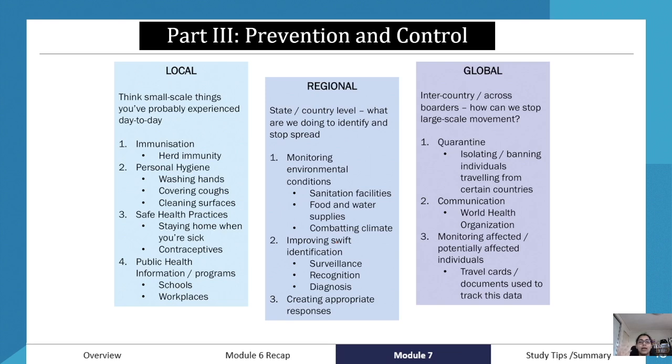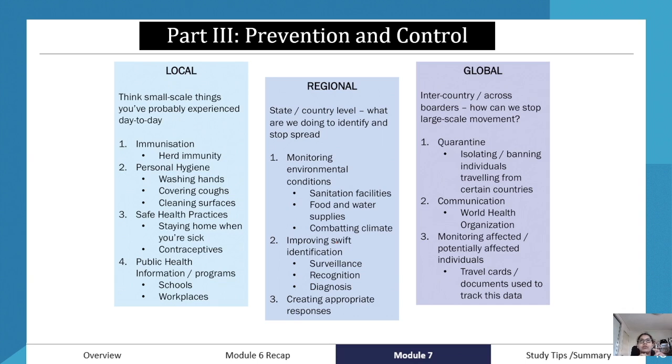Global is when we're now looking at generally the biggest scale, and we're firstly looking at quarantine, so isolating, banning individuals from traveling. As you would know, travel basically shut down in 2020 as a result of this in most countries. Communication is done through reputable sources, like the World Health Organization, and monitoring affected and potentially affected individuals, like travel cards, documents used to track this data.